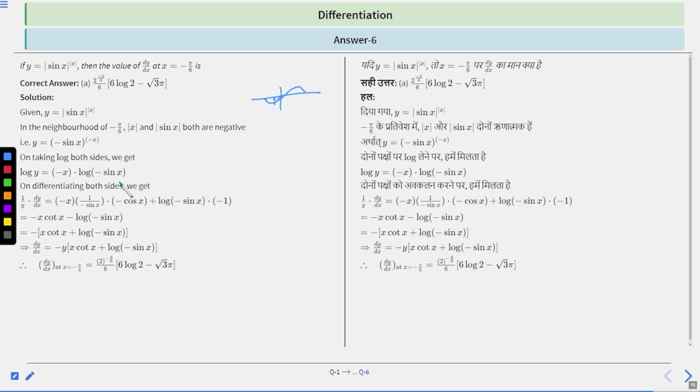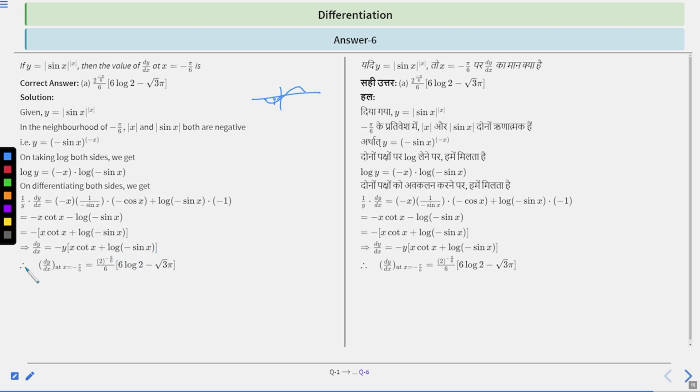Now, as we discussed, we can take log on both sides. So log y is equal to −x log(−sin x). On differentiating both sides, we get 1/y dy/dx equal to −x (1/(−sin x))(−cos x) + log(−sin x)(−1), which is equal to −x cot x − log(−sin x), which is equal to −(x cot x + log(−sin x)). Therefore, dy/dx is equal to −y (x cot x + log(−sin x)).